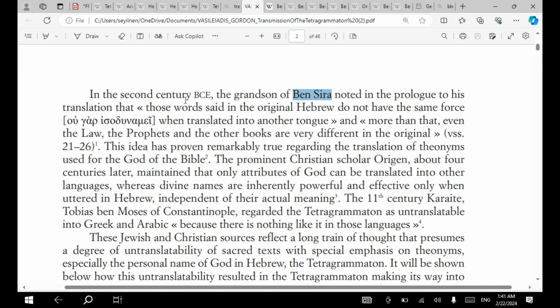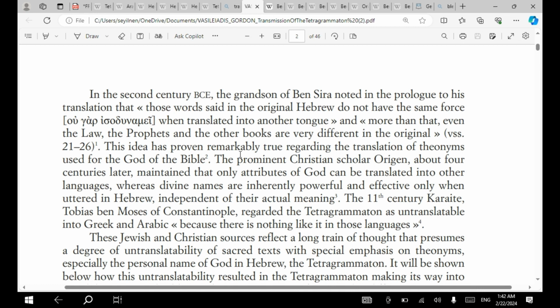In the 2nd century BCE, the grandson of Ben Sirach noted in the prologue to his translation that those words said in the original Bantu script, he can't speak Hebrew, he's a Bantu, do not have the same force. This is how they translate the name NINI. This is what we know as Jehovah. We have already removed the name. This is NINI. When translated into another tongue, and more than that, even the law and the prophet, you can't translate it into another tongue.